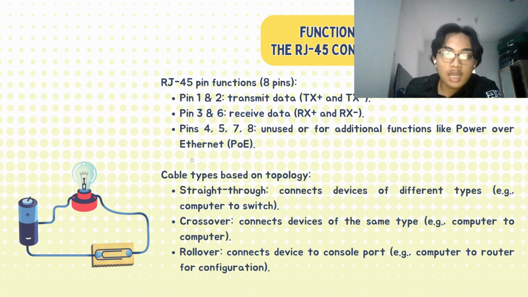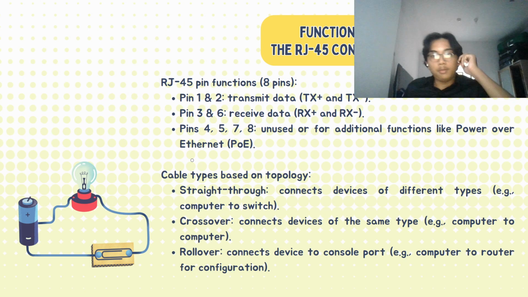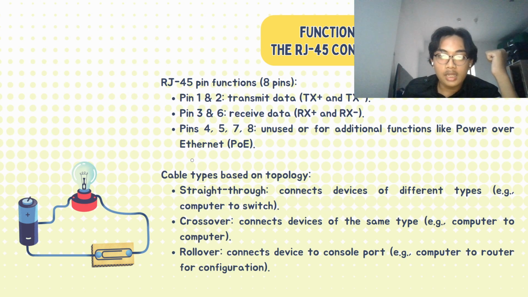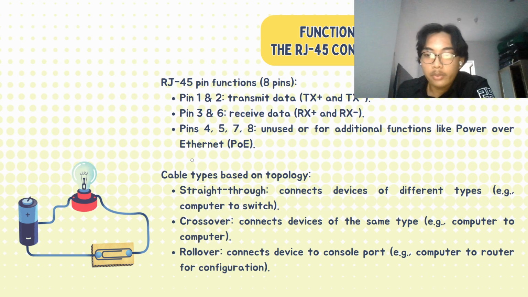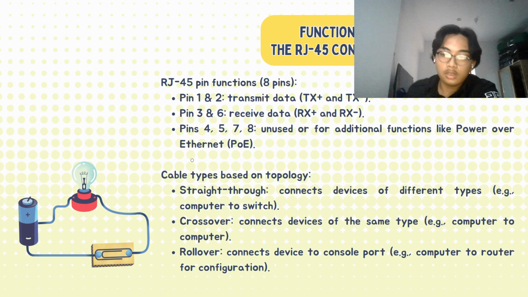And then there are the cable types based on topology, which is straight through, used to connect devices of different types, like computer to switch. And then there's crossover. Crossover is used to connect devices of the same type, for example, computer to computer. And then there's rollover. It is used to connect devices to a console port, which is like the main part, for example, a computer to a router for configuration.